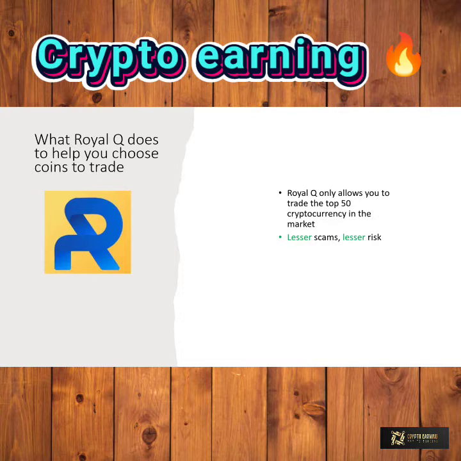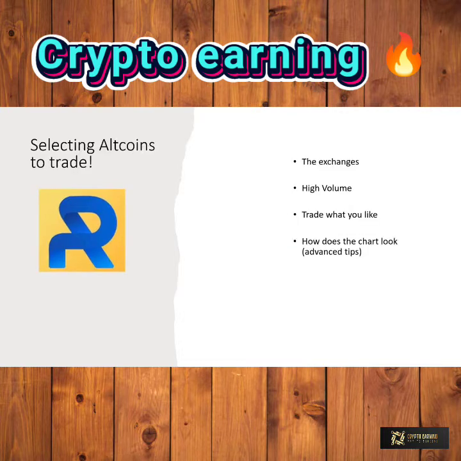Let us dive into how I choose my coins. There are a few factors that I look into when I want to choose my coins. We do not have to stick with all of it at once.